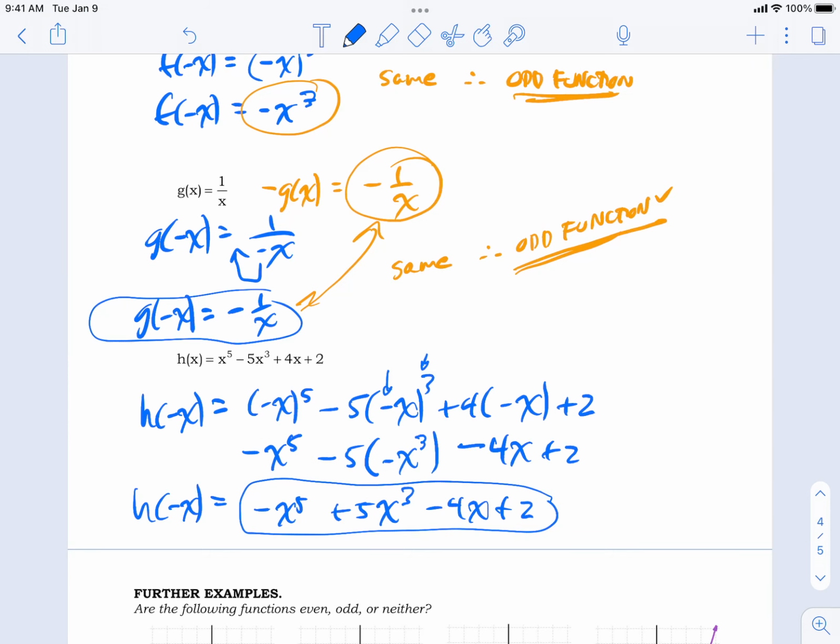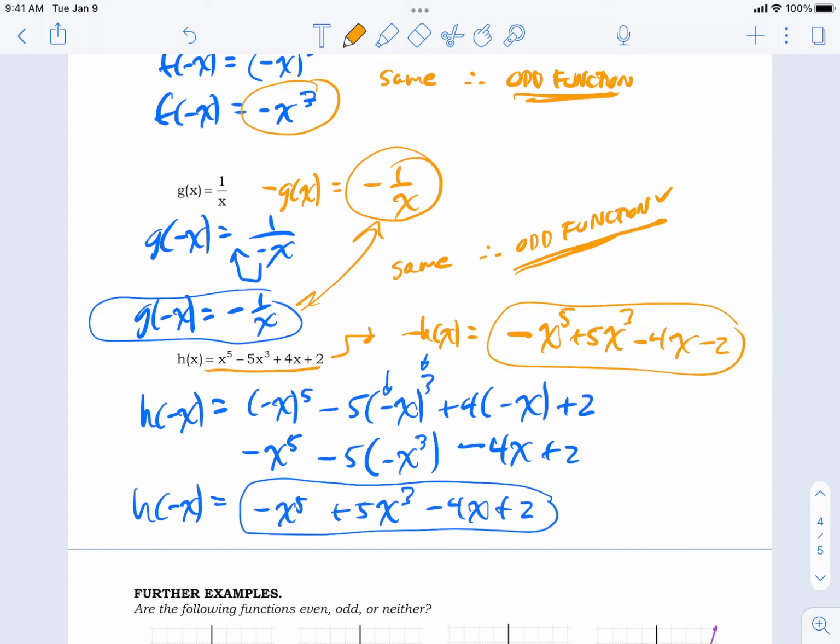Again, you don't want to compare it to the original. You want to compare it to the negative of the original. Put a negative in front of all these terms. All these terms switch their signs. That's going to be a negative x to the fifth. It's going to be a plus 5x cubed. It's going to be a minus 4x, and it's going to be a minus 2. So you compare these two things, and you say, are they the same? Negative x to the fifth, negative x to the fifth. Plus 4x. Oh, plus 2, minus 2. Oh, it's not a match. Not the same.